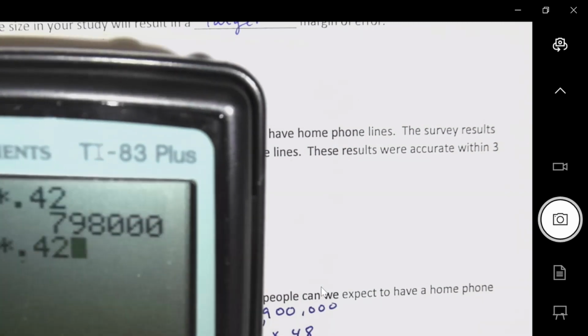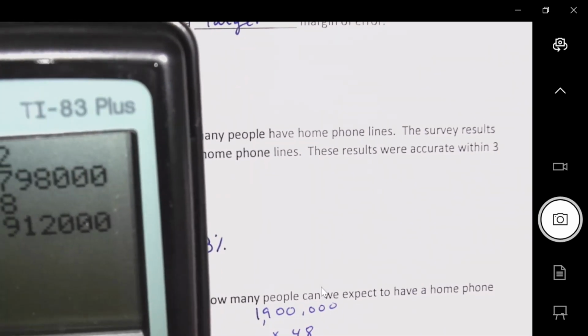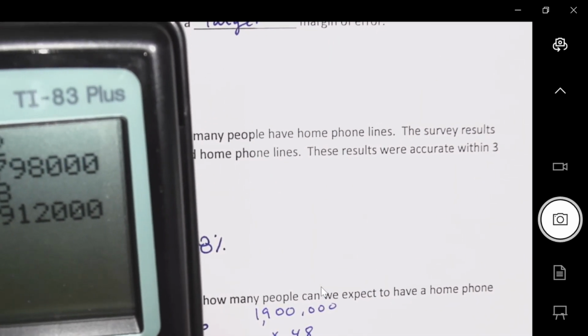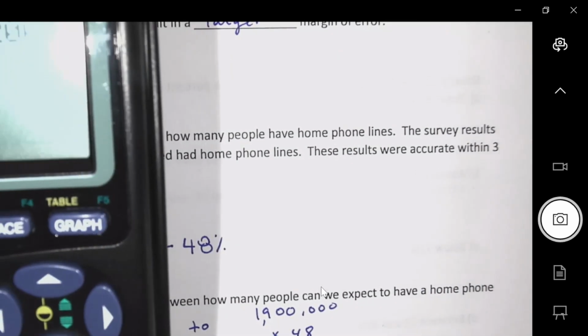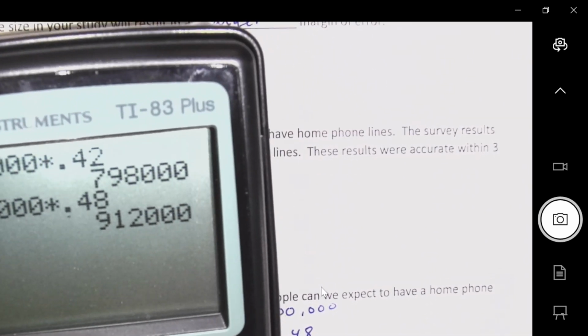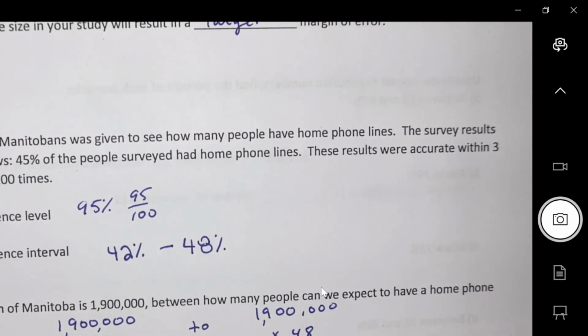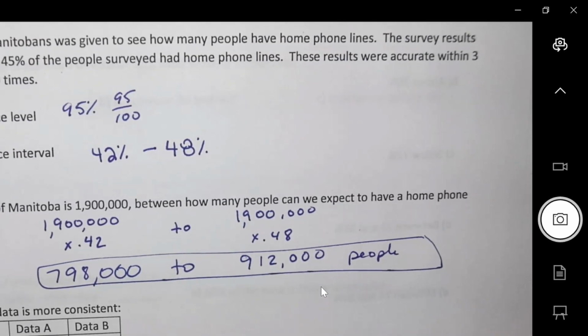Do you guys remember to use that second enter button? Then you can just go back and change it, so you don't have to retype it. How do you do that again? Second enter. I use two different calculators. You push the yellow enter button and then it comes back on your screen, and then you can just scroll back, and I just went back and changed the 2 to an 8. Oh, okay. Then I don't have to retype it all. So I'm expecting between this and this many Manitobans to have a phone line. That's what that is answering.